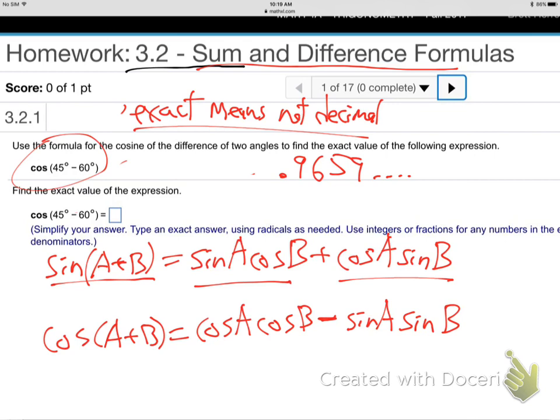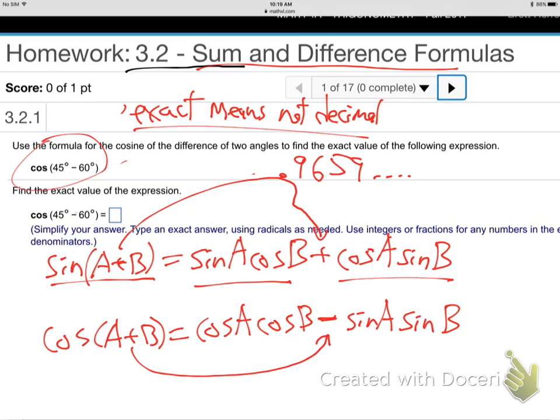Everybody tracking with me on that? Everybody see what's happening there? Notice that the signs are opposite, right? Sine has plus in the middle. Cosine leads to minus in the middle. So the sign switches for cosine, doesn't it? Plus originally, minus in the formula.